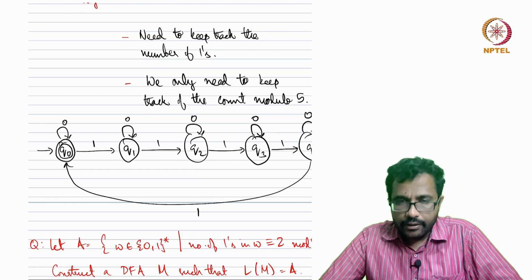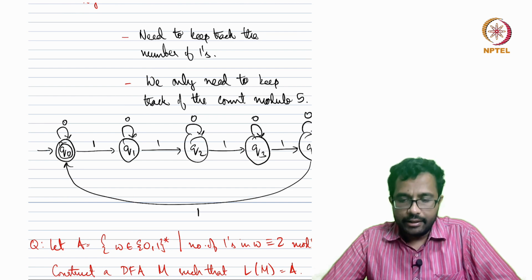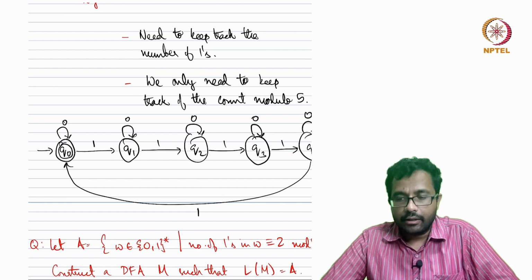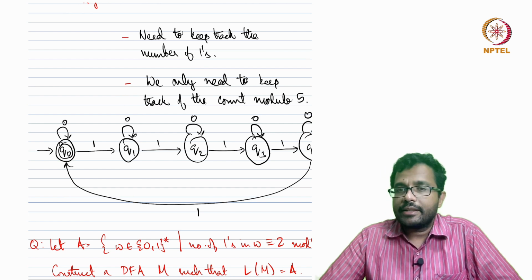So basically we need to figure out what is the information that we are trying to preserve, because we only have a finite set of states and we need to decide what information to keep track of.